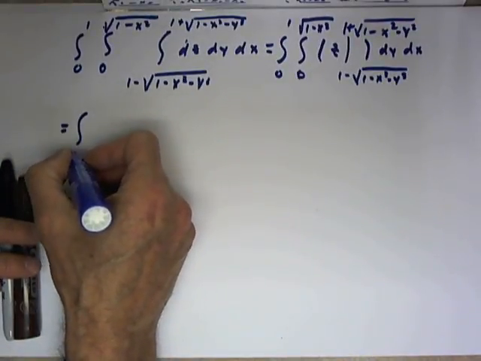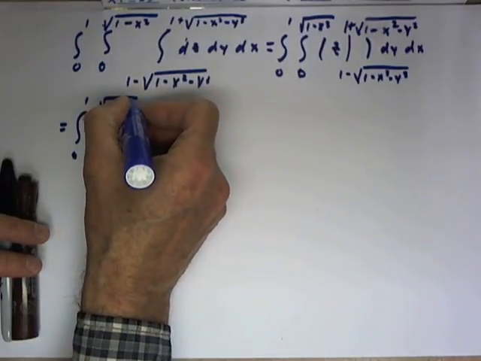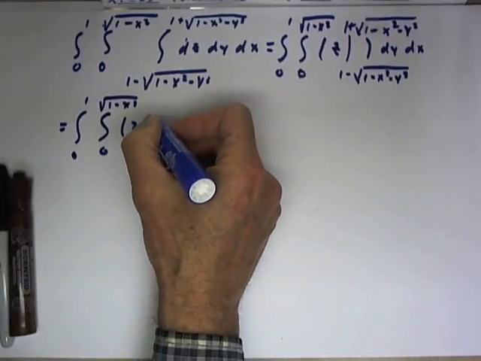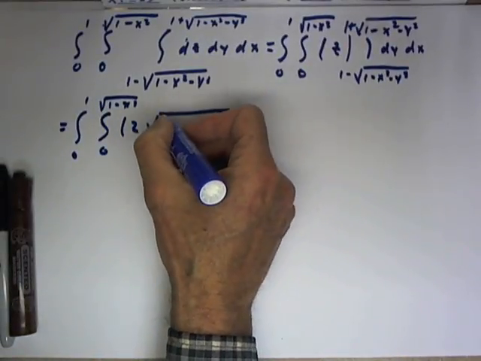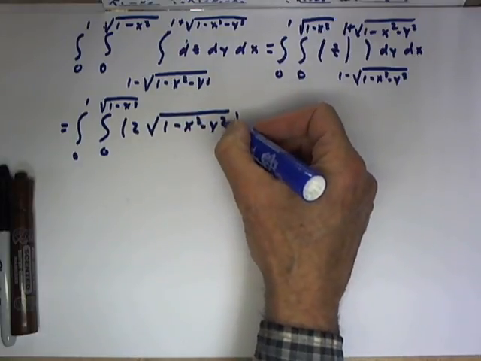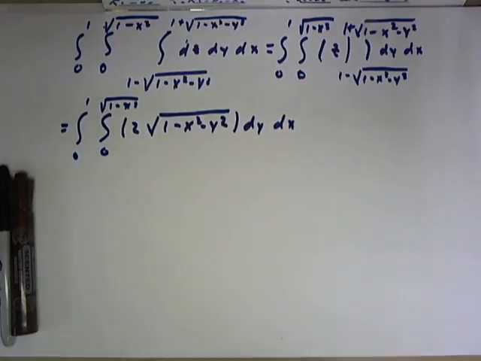This gives us the integral from 0 to 1, 0 to the square root of 1 minus x squared, of this expression minus this expression. Now, it should be clear that this expression minus this expression is just double the square root. So that should be the integral of 2 times the square root of 1 minus x squared minus y squared with respect to y and with respect to x.